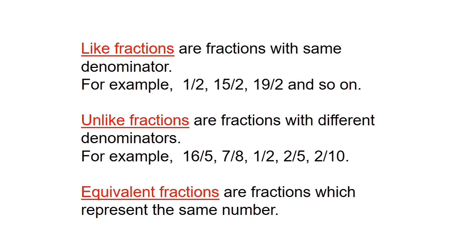Fractions can be either like, unlike, or equivalent. Like fractions are fractions with the same denominator. For example, 1 by 2, 15 by 2, 19 by 2 and so on. Here, the denominator is 2. Unlike fractions are fractions with different denominators. For example, 16 by 5, 7 by 8, 1 by 2, 2 by 5, 2 by 10. We observe here that the denominators are different. Equivalent fractions are fractions which represent the same number.